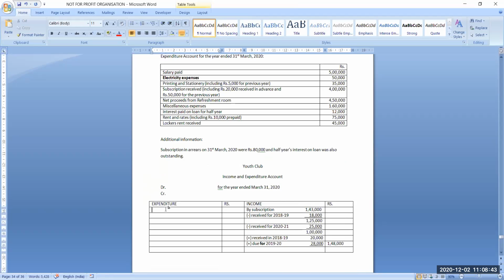So this is an expenditure, so we will write To salaries, and the amount is 5 lakh. Then second is electricity expenses. Because these are not having any adjustments, we will write them directly. To electricity expenses, 50,000.